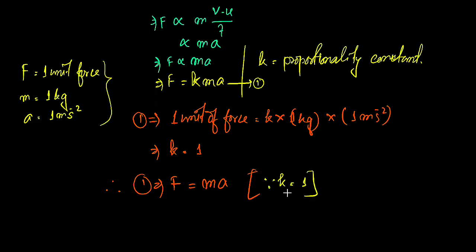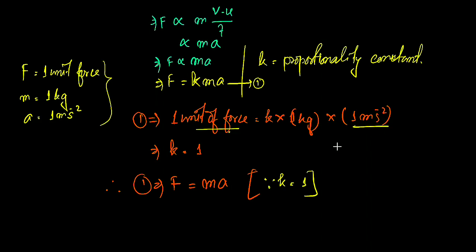So if somebody asks you what 1 unit of force is, it is nothing but the force required so that, with the help of 1 unit of force, we can get an acceleration of 1 meter per second square. This is the 1 meter per second square, and this is the 1 unit of force. With the help of this force, we can get the acceleration of 1 kg of mass as 1 meter per second square.